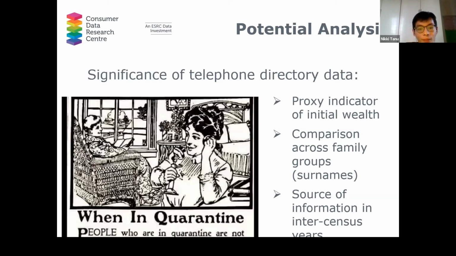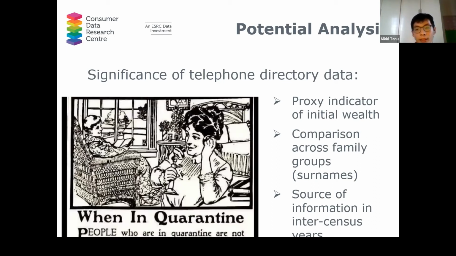This advertisement is from the New York Telephone Company in 1918, when the Spanish flu was happening. So it does show that history repeats itself, except now we have a lot more than the telephone to survive quarantine on. As you can see in the advertisement, the portrayal of the household that is able to subscribe to a telephone is pretty wealthy.